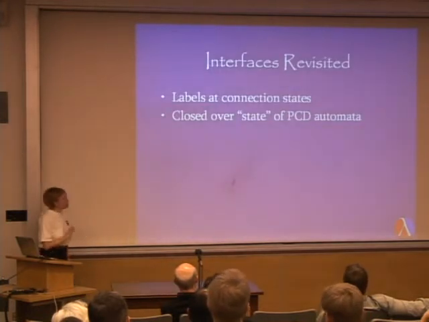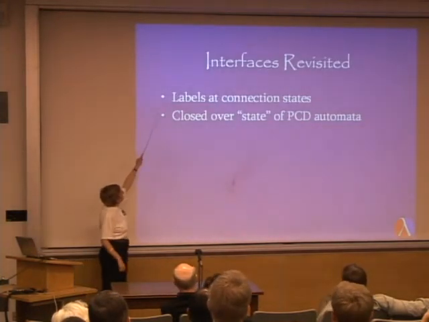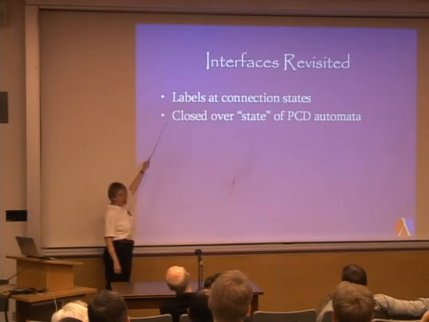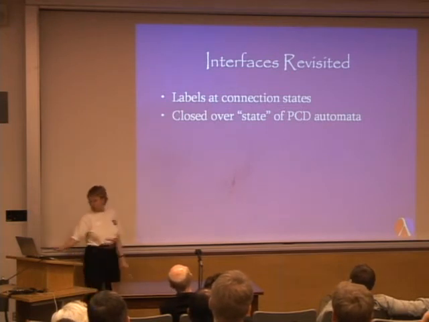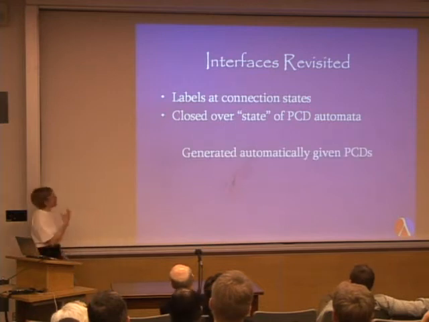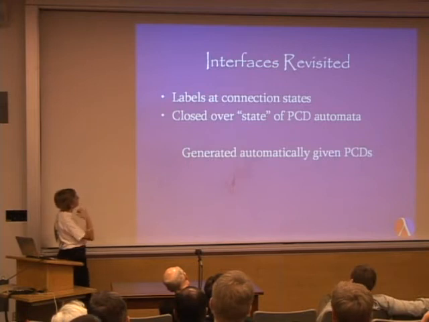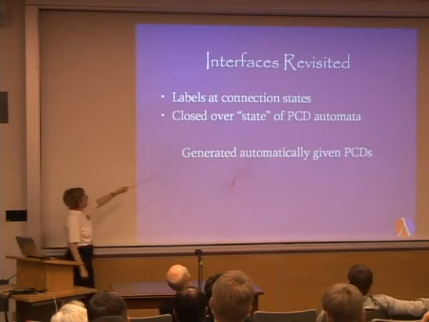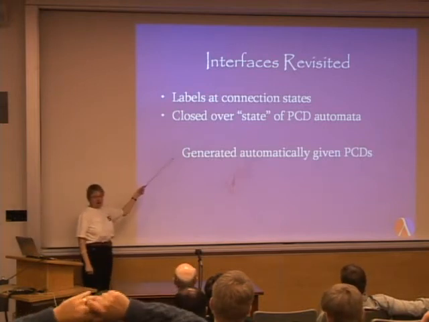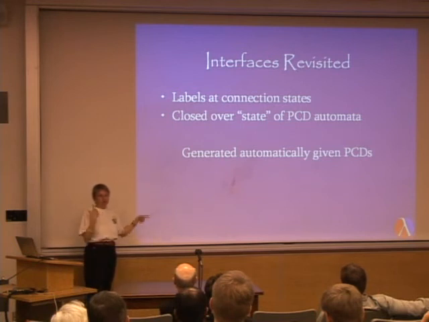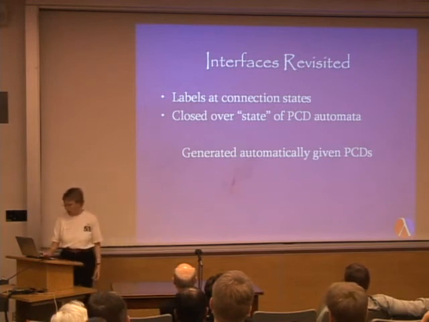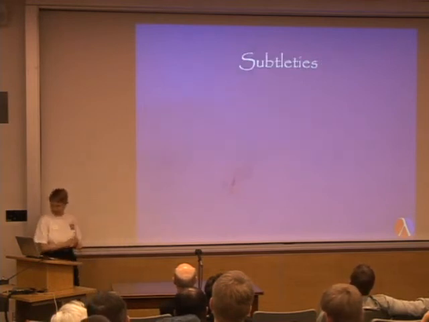So, what does this tell us about the interfaces? We said before we needed those labels. We also need to close the interface over where the state of those PCD automata are. So, our interfaces now consist of these two pieces of information. Where were the PCD automata? What were the labels? All of this can be generated automatically from the PCDs. We're really interested in doing this as automated as possible.